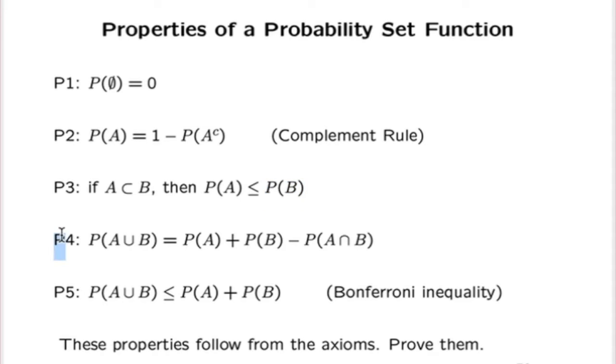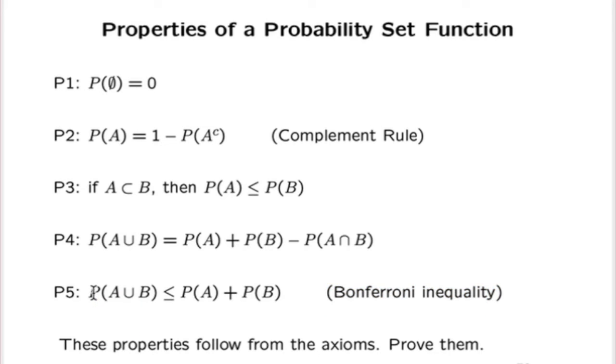Property 4 says that the probability that at least one of the 2 events A or B occurs is always going to be equal to the probability of A plus the probability of B minus the probability that both A and B occur. Now, this is called the general addition rule, and again, this is always true. All right? And then finally, property 5, which is called the Bonferroni inequality.